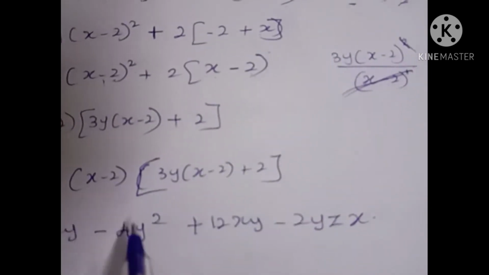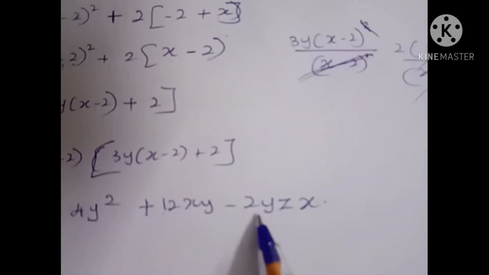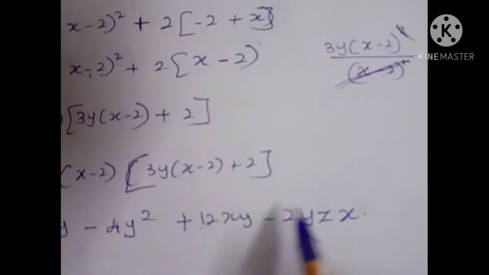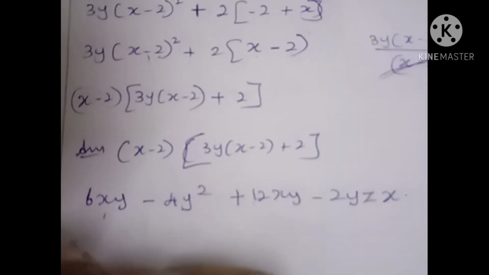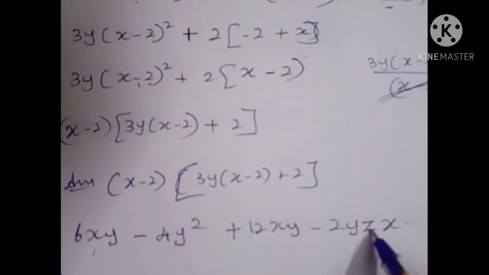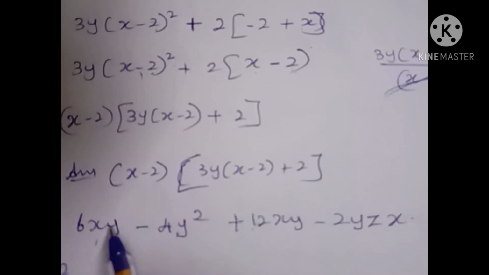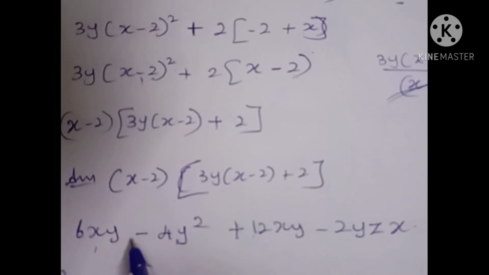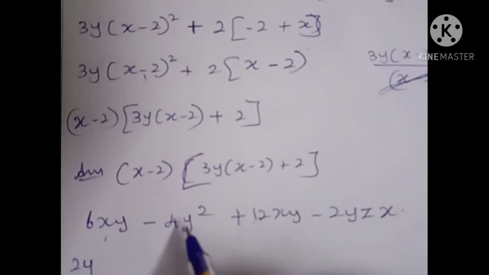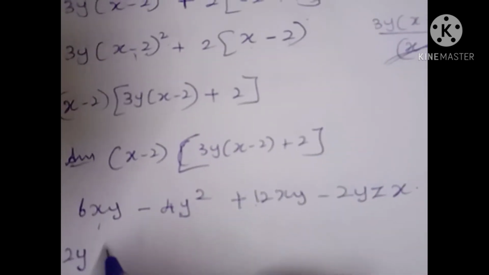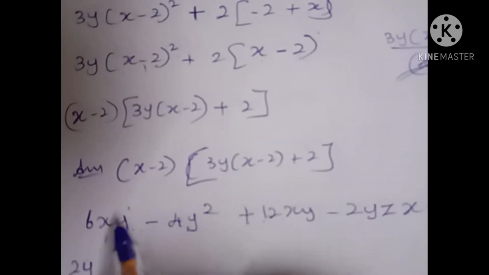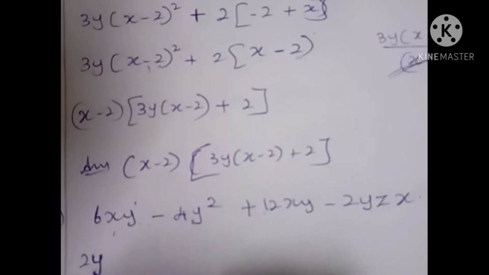Next one, 6xy minus 4y square plus 12xy minus 2yzx. If you take the constants, 6, 4, 12 and 2 are divisible by 2. So you can take 2 as a common factor. And in all the terms y is present, so you can take y as a common factor. If the power is there, you have to take the variable which has the least power. So here the least power of y is 1. So you are taking y as a common factor.